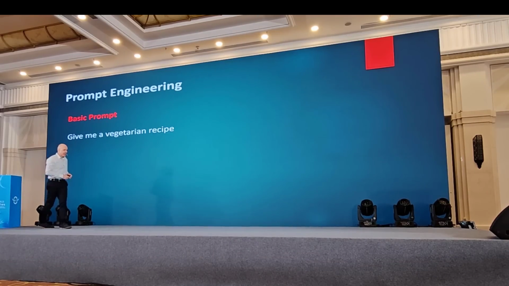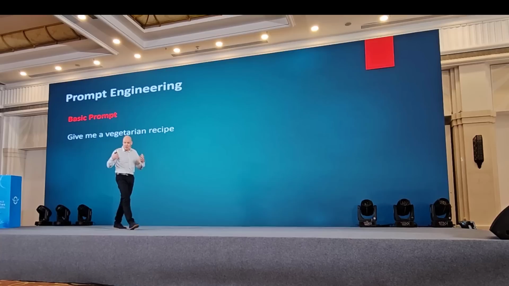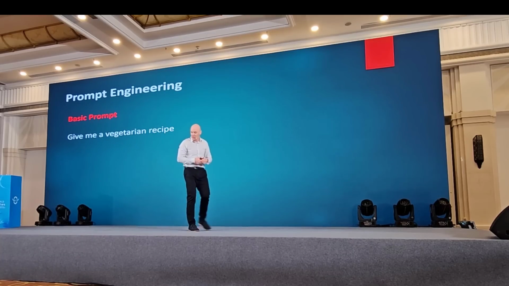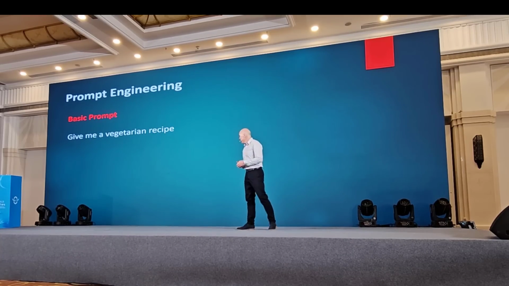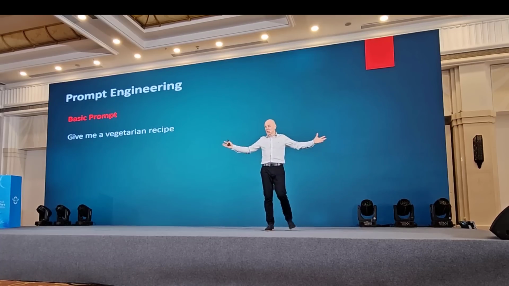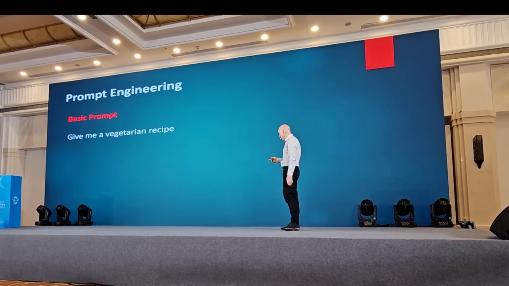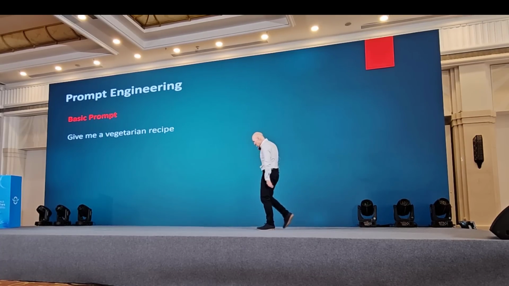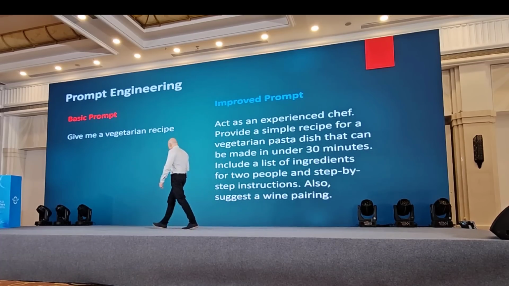Okay, so let's have a look at an example. This sort of thing you would type into Google, you might say something like, give me a vegetarian recipe. That's a very basic form. You can imagine that's quite wide and quite generalized. And a better prompt might be something like this.